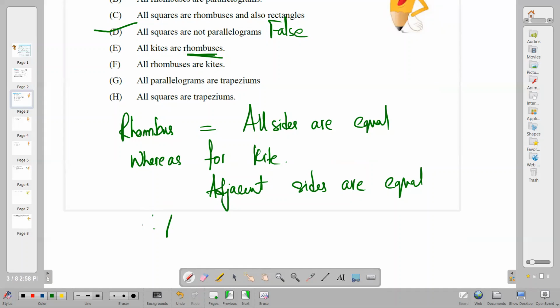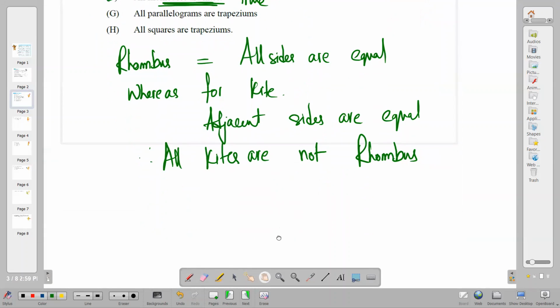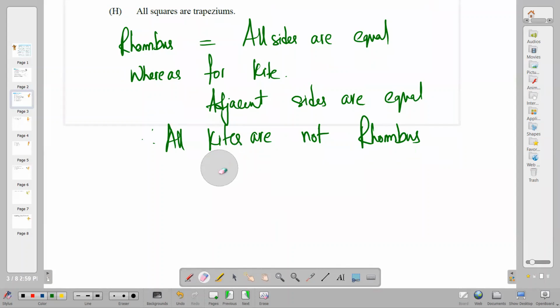Therefore, all kites are not rhombus. But all rhombuses are kite. ये वाला statement फिर true हो जाएगा. ये false है. But all rhombuses are kites. Rhombus kite बन सकता है. ठीक है? क्यों? क्योंकि rhombus की चारों sides equal होती हैं और kites में adjacent sides equal होनी चाहिए. वो तो है. Rhombus में all sides are equal.